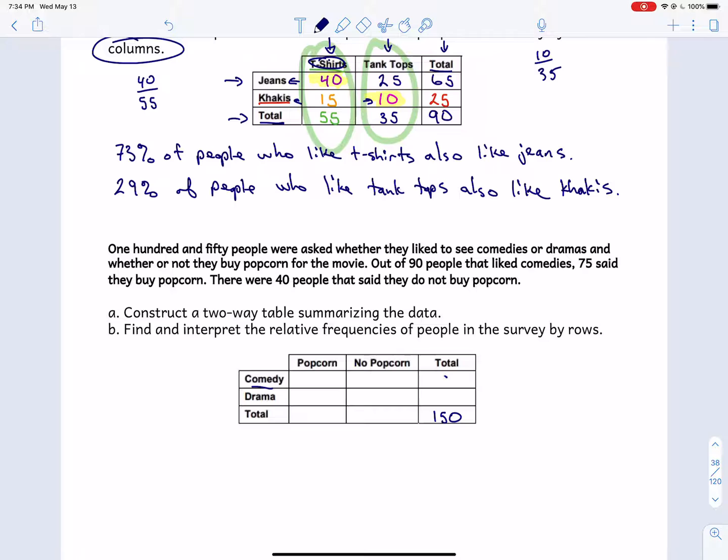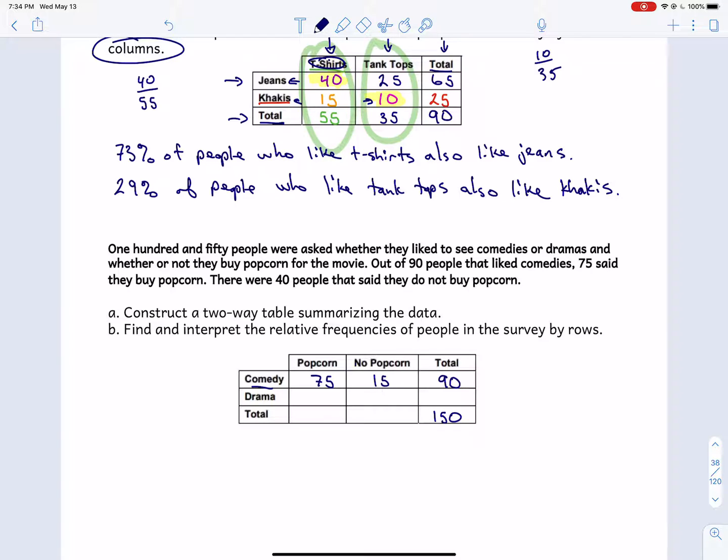Comedies, out of the 90 total people that like comedies, 75 of those people said they buy popcorn. So 75 people out of the 90 buy popcorn. Okay, so right away, we can fill in that missing number there in that middle box. So 75 plus what equals 90? 75 plus 15 equals 90.